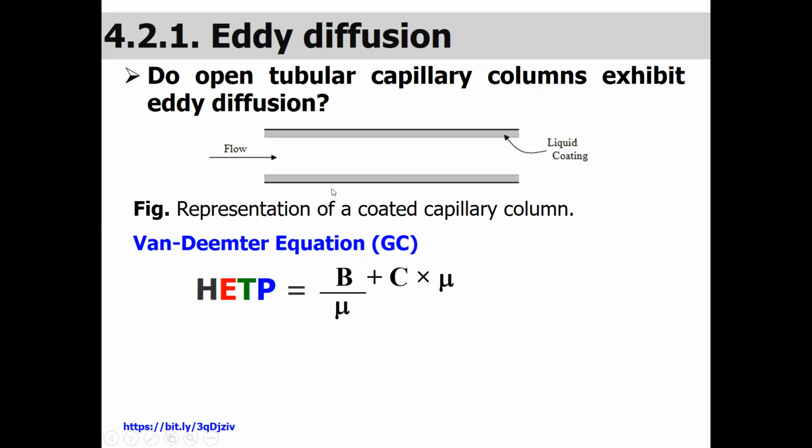So if we take this Van Deemter equation in the case of GC, the factor A, which is the eddy diffusion, will be 0 because it is negligible in gas chromatography.